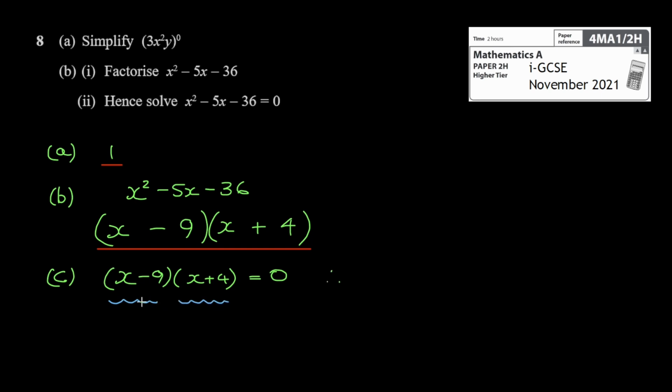So if the left-hand bracket has to be 0, x must be 9. And if the right-hand bracket is 0, x must be negative 4. And that is the answer.